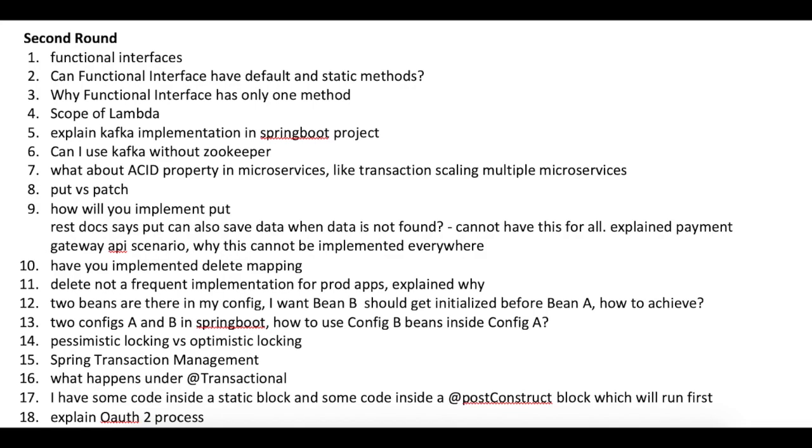Then the next question was about the scope of Lambda. It was asking what is the scope of Lambda and what can I really do inside a Lambda function. You can give some examples. Let's say the local variables in a method can be used inside a Lambda, but they have to be effectively final. What do you mean by effectively final?